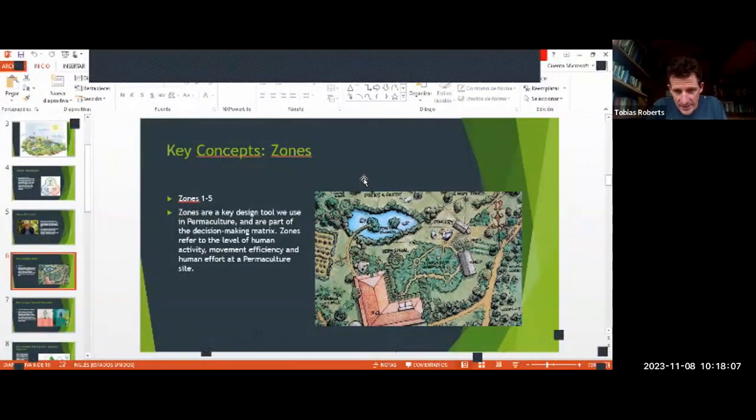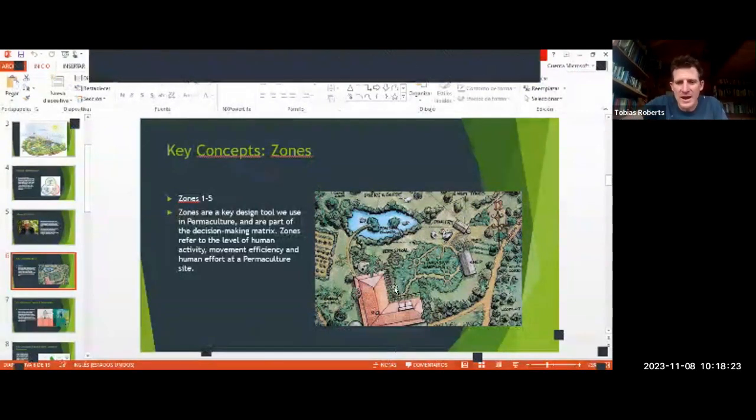If you look at this picture on the right, here's a house. Zone 1 is generally the place closest to your home. So here, for example, you have a herb spiral, the idea being that the closer we are to the home, the more time we're going to spend there, the more intensively we're going to work that.